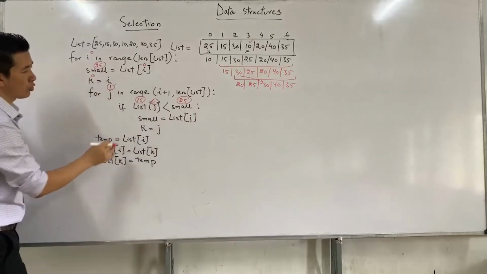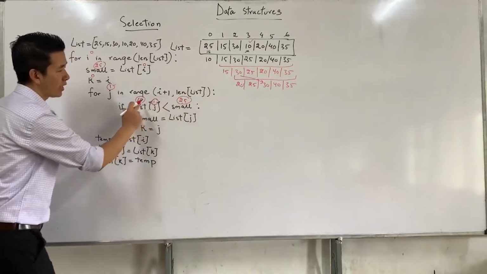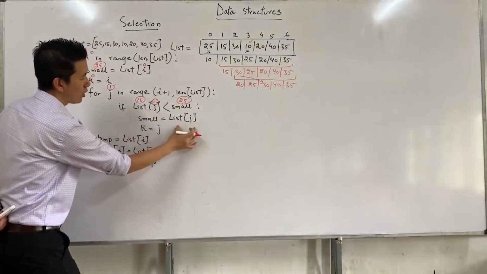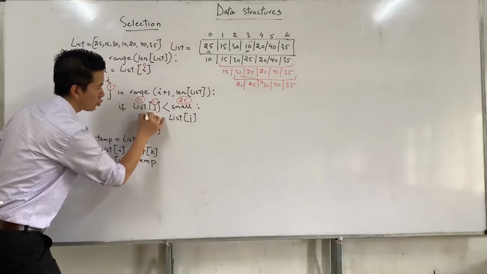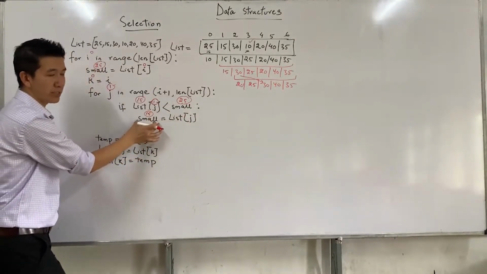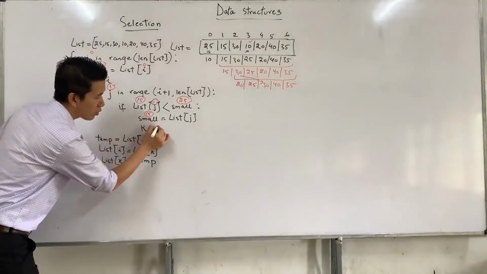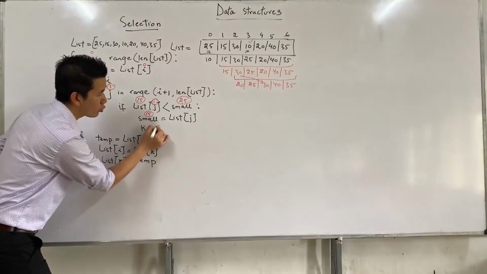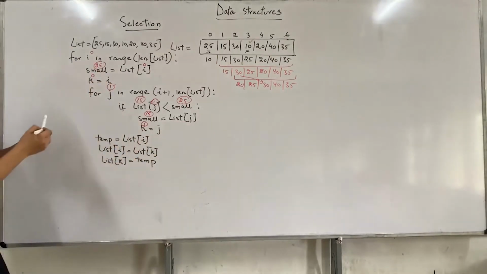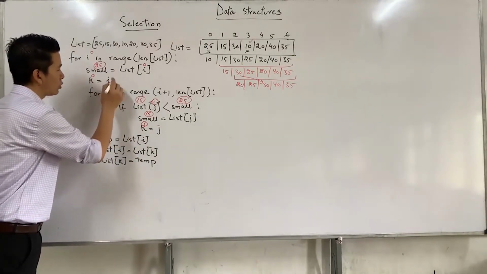All right, so 15 is less than 25. The condition is true. If the condition is true, list of j, the list of 1, which is 15, will be assigned to small. Earlier we had 25 as the small value. It will now be replaced with 15, and then I also record the value of j, which is 1, in k. Okay, and then from here I go for the next value of j.